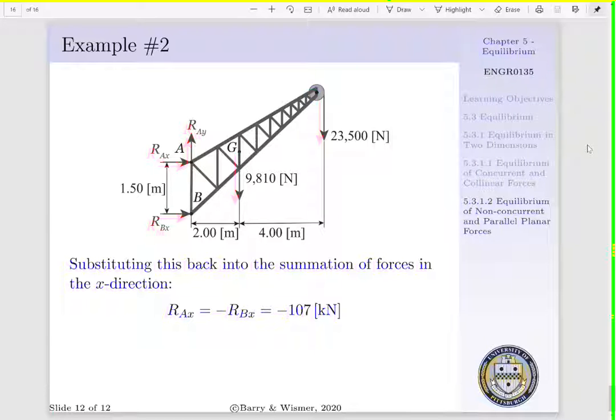Now with RBX known, we can go back to the summation of forces in the x direction, where we had RAX plus RBX was equal to 0. Or RAX is equal to minus RBX, which is equal to minus 107 kilonewtons.